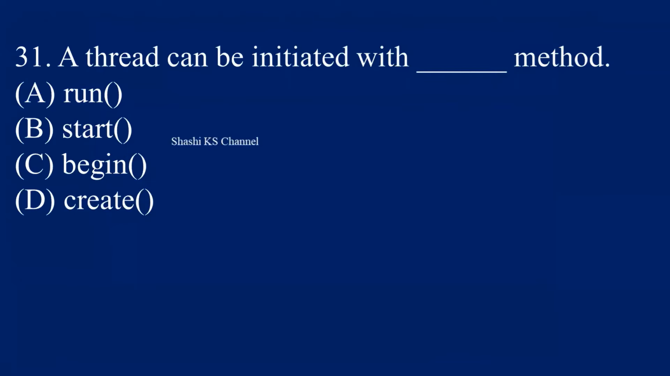The next would be, a thread can be initiated with. The answer for this question would be start method. Whenever the thread is started with the start method, the run method can be called implicitly, or it can also be called explicitly. Whenever the run method associated with the thread is called, the code associated with the thread gets executed. So the answer for this would be option B, start method.